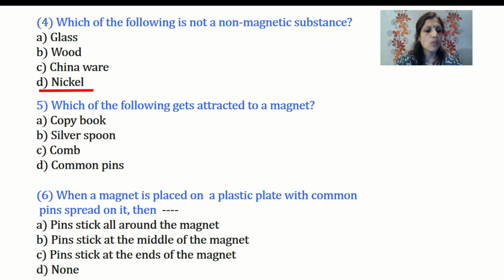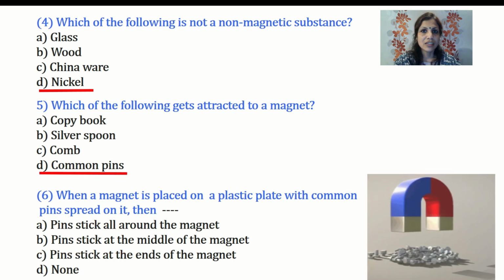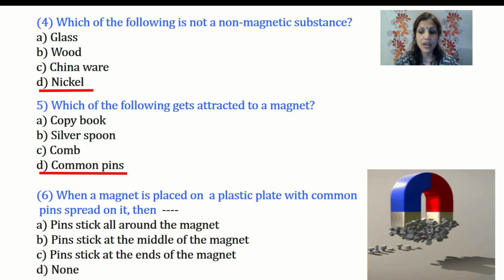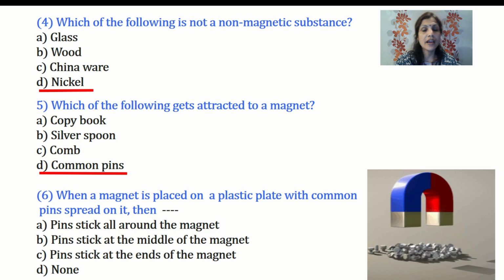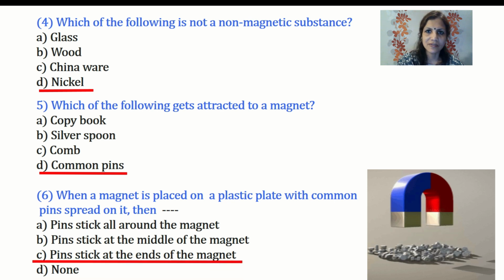Next question, when a magnet is placed on a plastic plate with common pins which are spread on it, then what will happen? The pins will stick all around the magnet, the pins will stick at the middle of the magnet, the pins will stick at the ends of the magnet, or none of the above. Have a look at this. Pins are there and a magnet is held. It's a horseshoe magnet, and you can make out that the pins are getting attracted towards the ends of the magnet. So this is the correct answer.